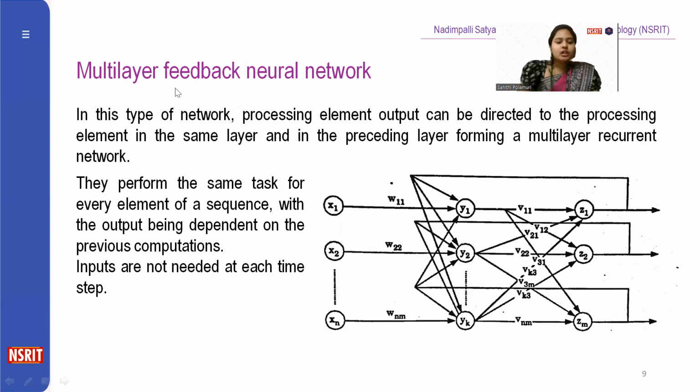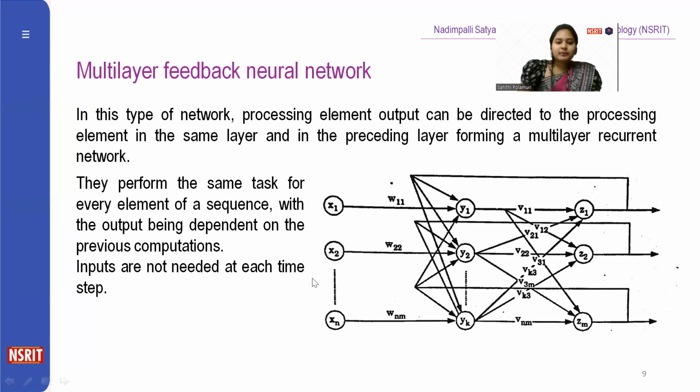And now coming to a multi-layer feedback neural network. This is the diagram of a multi-layer neural network. So here also, since this is a multi-layer feedback neural network, we'll have input layer, output layer, and in between them we'll be having hidden layers. Okay, so there can be more than one hidden layer. So in this diagram, I've considered only a single hidden layer.